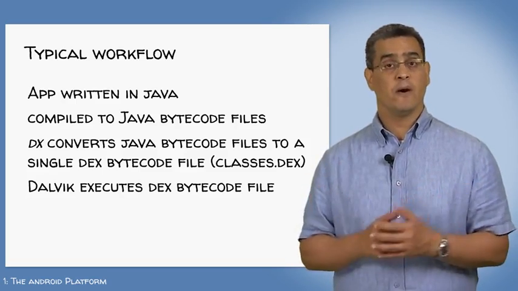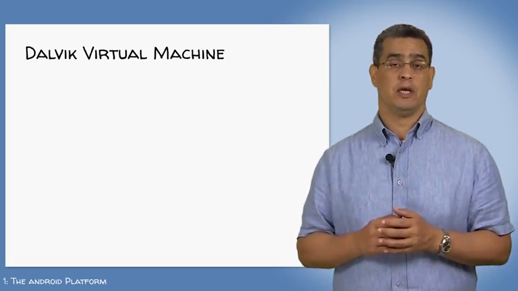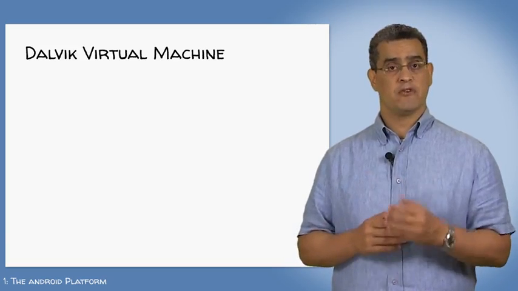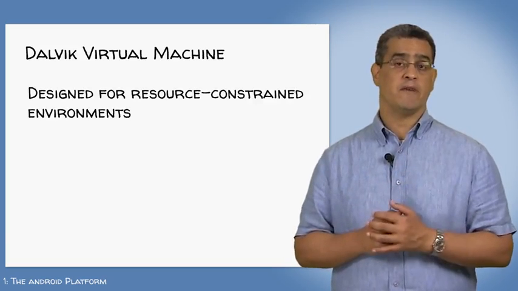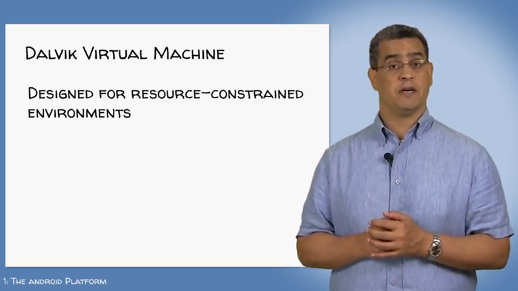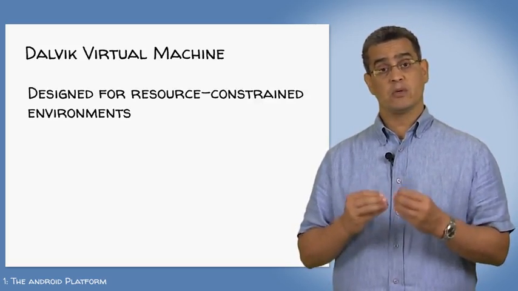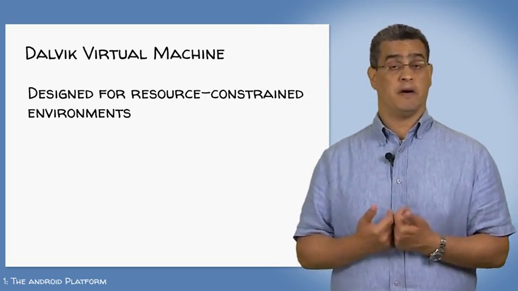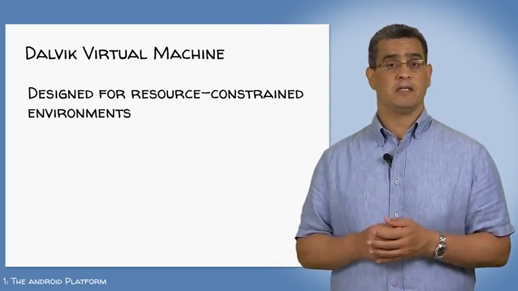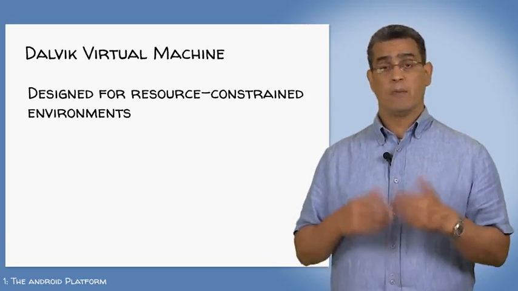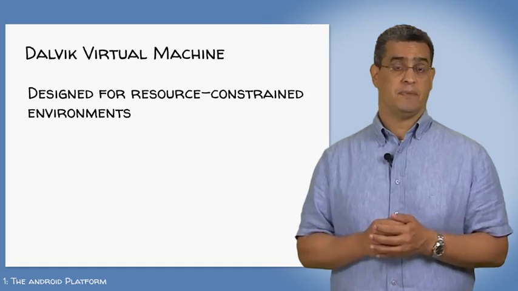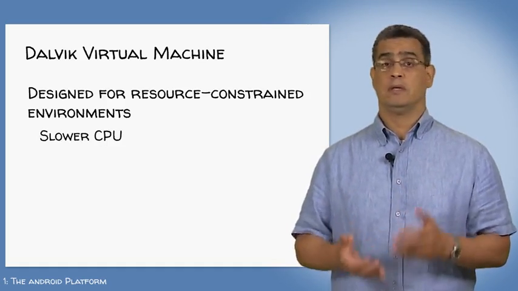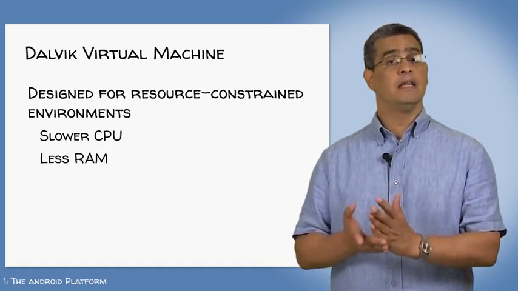Now, the reason for doing all this is that the Dalvik virtual machine, unlike the Java virtual machine, was specifically designed to run in the resource-constrained environment, which is typical of mobile devices. Now, when I say resource-constrained, what I mean is that compared to a typical desktop device, the typical mobile device is less powerful and more limited in many ways. For example, it will probably have a slower CPU, less memory, and a limited battery life.